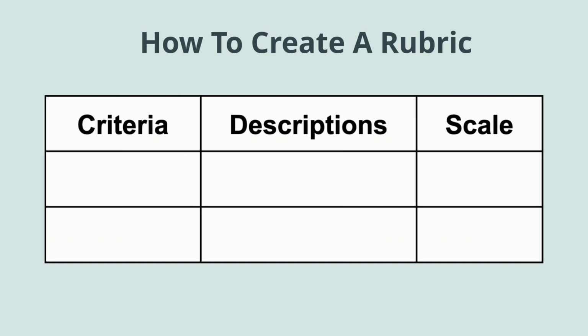Rubrics typically contain 3 essential components. 1. A list of criteria. 2. Descriptions of those criteria. And 3. An evaluative scale. So let's talk about each in turn.